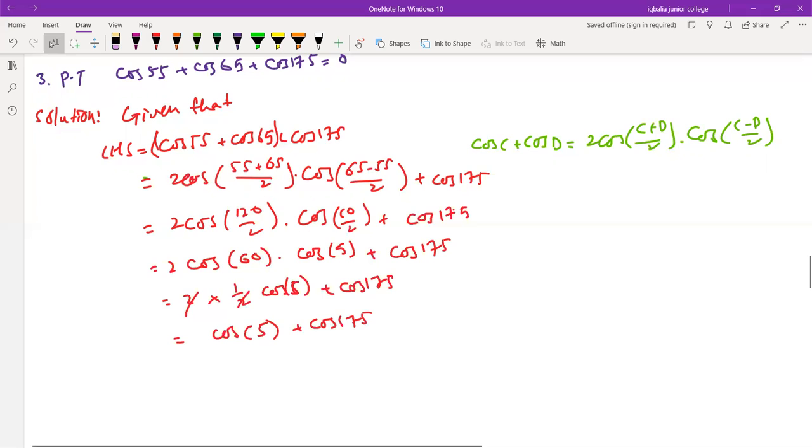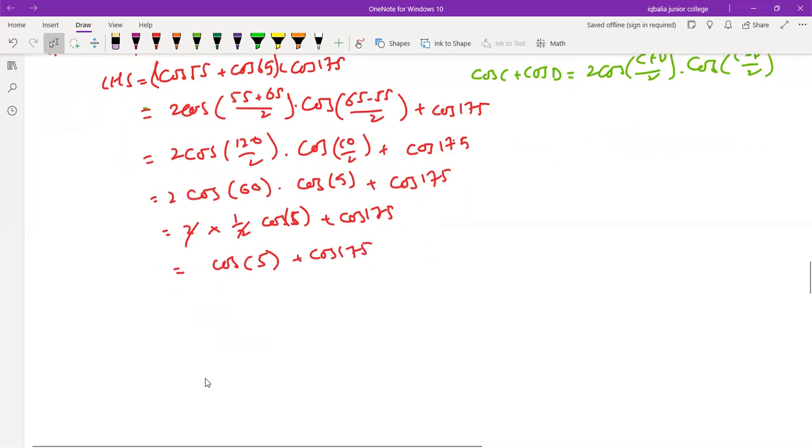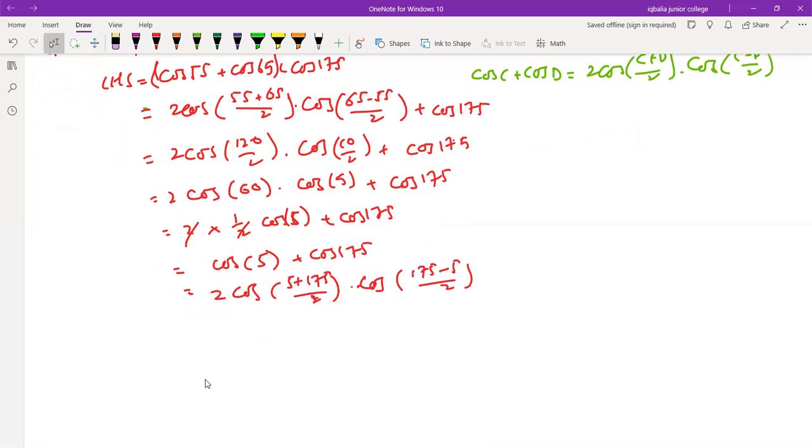Now I am going to use again the cos C plus cos D formula. So we will have 2 cos 5 plus 175 by 2 into cos 170 minus 5 by 2.